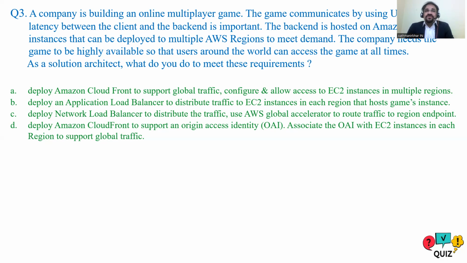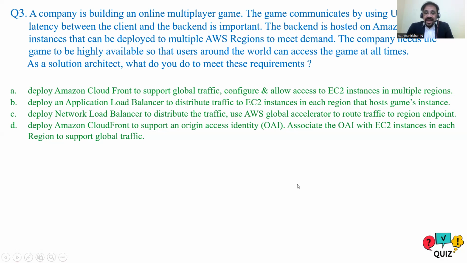So the last option we are left with is option C. It is about network load balancer and also Global Accelerator to route the traffic. How does network load balancer work? Network load balancer specifically works with TCP and UDP, and it is exclusively meant for managing low latency. At the same time, Global Accelerator works as a cross-region load balancer. So when both network load balancer and Global Accelerator are used together, it will meet our requirement.